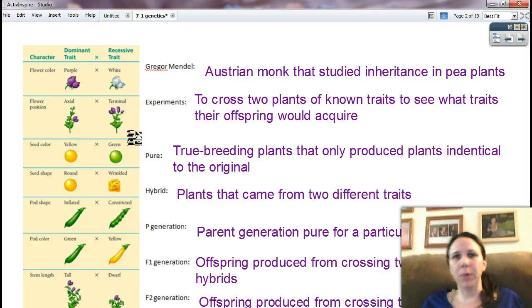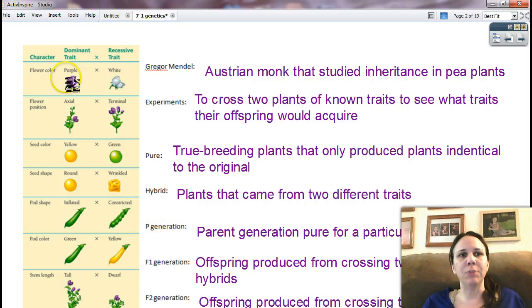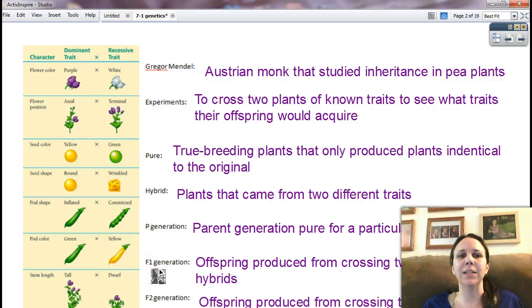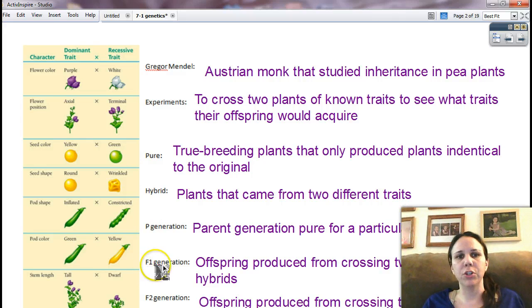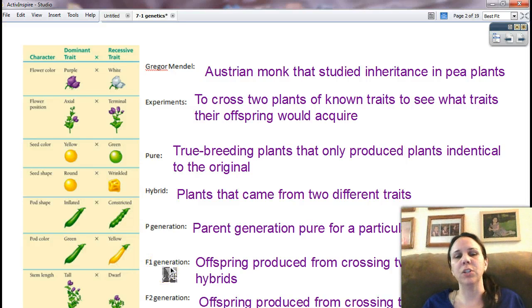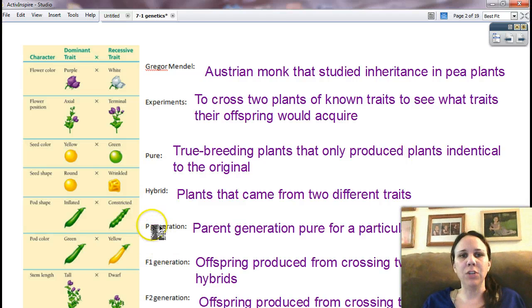So before we get into the results, let's learn some more words here. Okay, the P generation, P stands for parent or pure. So he had to have some pure plants in order to start his little experiment. So the P generation, we call that the parent generation, and they were pure. So those are your purebreds. And when he crossed them, he got the first generation of kids. Well, we call that the F1, first generation. F stands for filial, which means son. And so F1, filial one generation, just means your first set of kids. So the P generation makes the F1 kids, and these are the offspring.